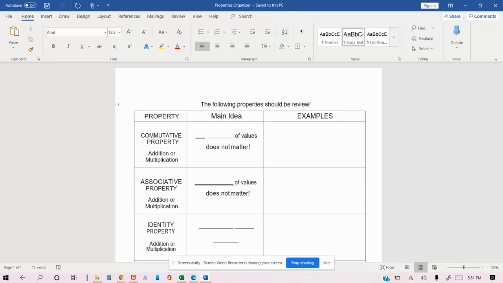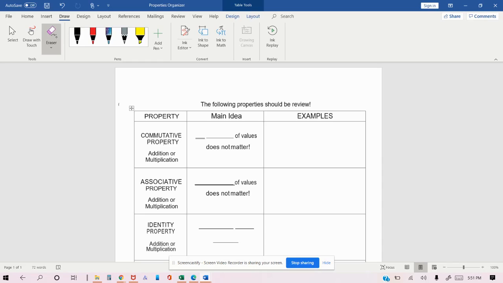Let's talk about different property organizers and what that means. Okay, so the first property we're going to talk about here is our commutative property. The commutative property applies to addition and multiplication only. The main idea is that the order of values does not matter.